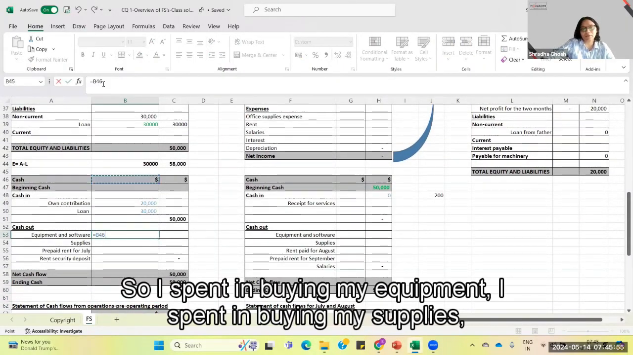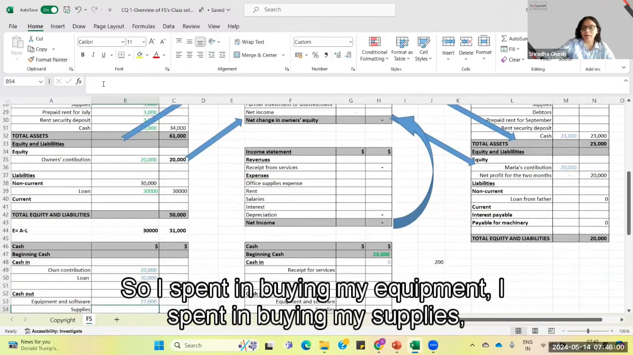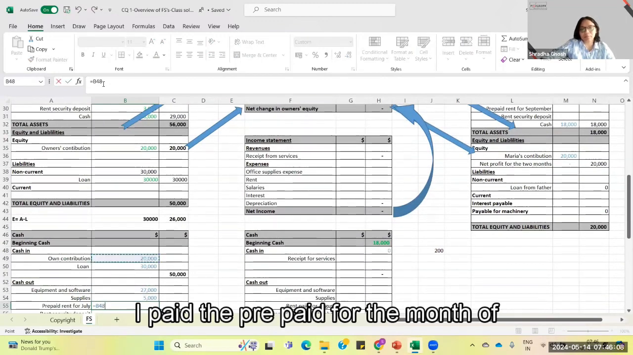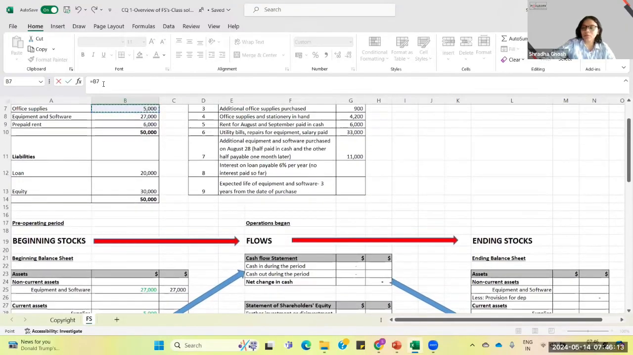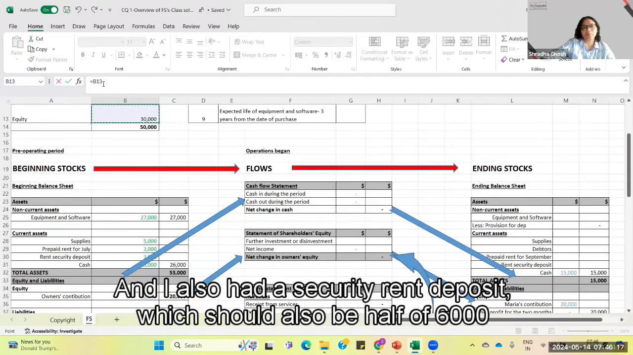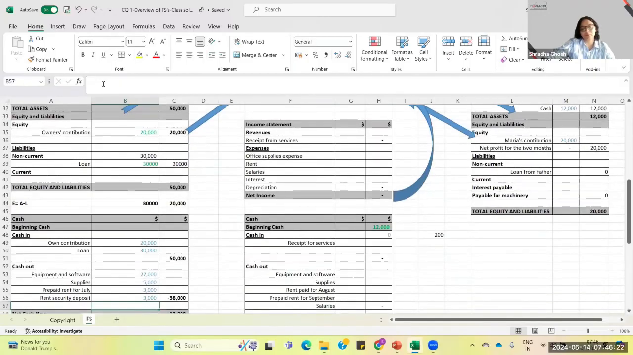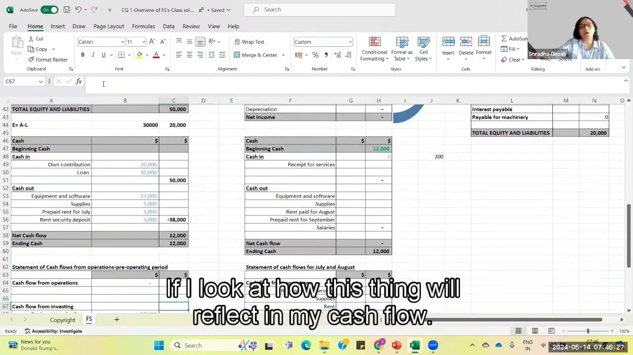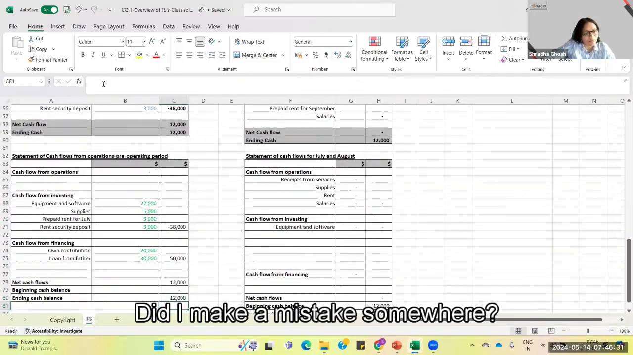So I spent in buying my equipment, I spent in buying my supplies, I paid the prepaid rent for the month of July, which should be this, and I also had a security rent deposit, which should also be half of $6,000. So I'm left with a cash of 12,000. And if I look at how this will reflect in my cash flow, now, did I make a mistake somewhere?